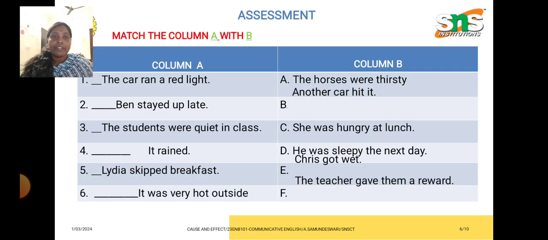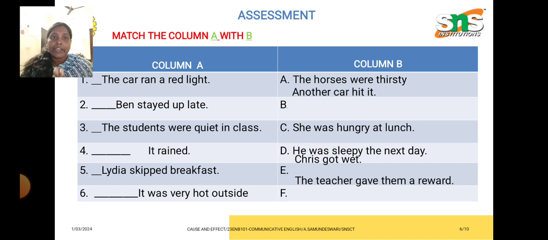And here we have a matching for column A and column B, which denotes which is cause and which is effect. So you have to identify the right cause and that should be matched with the effect of it. So we'll just go through the given sentence actually.